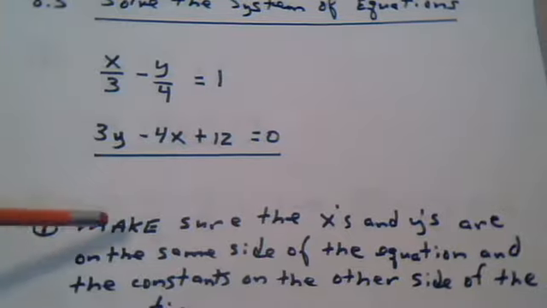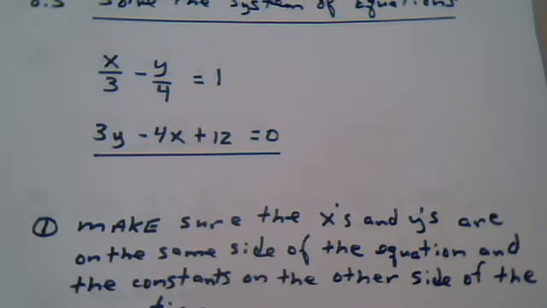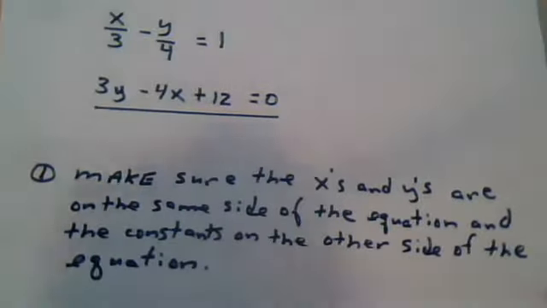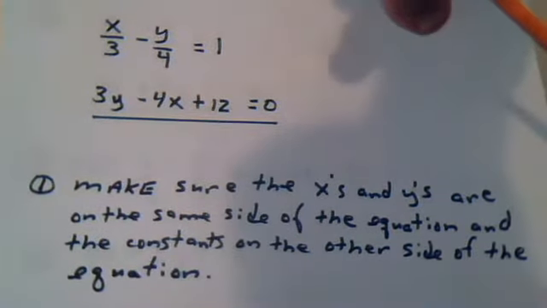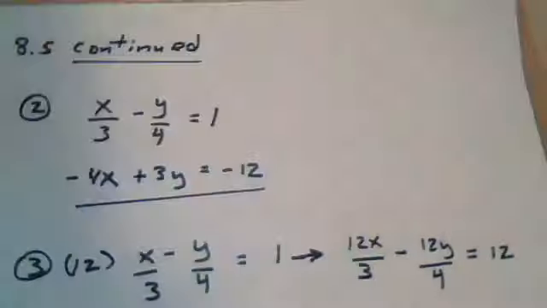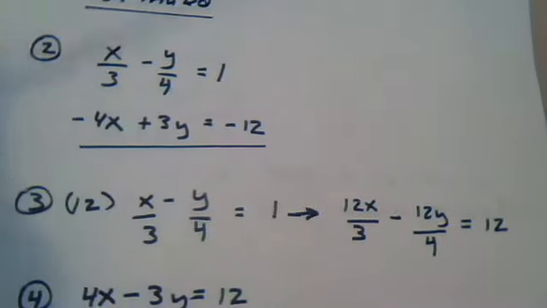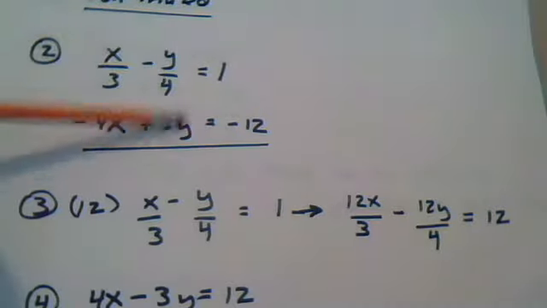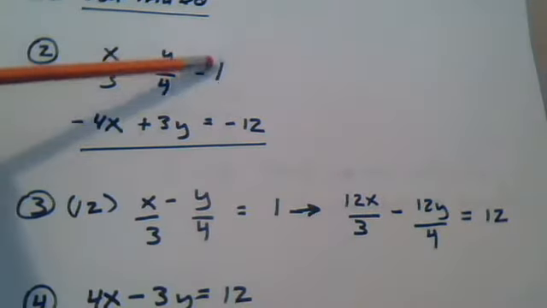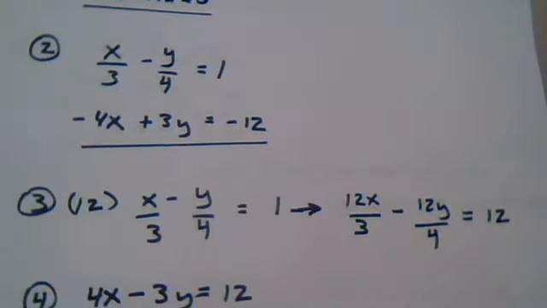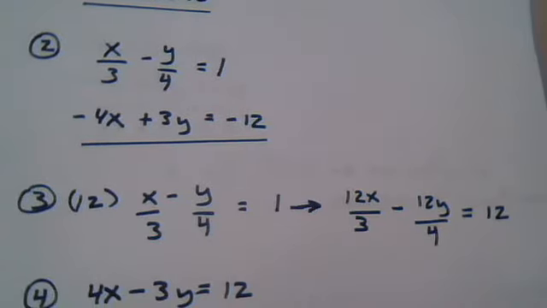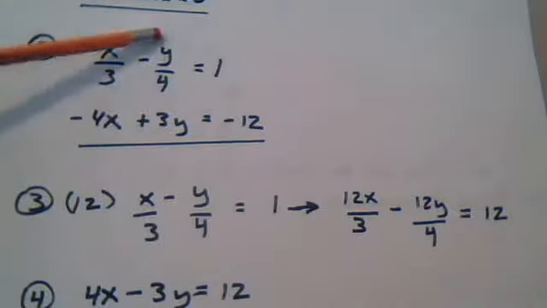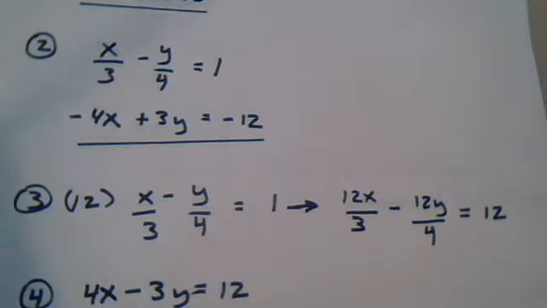So first, make sure that the x's and y's are on the same side of the equation and the constants on the other side of the equation. Notice how we have the x and the y terms on one side of the equation and the constants on the other side. You first make sure that's the case. Notice how the x's are lined up in the same column, the y's are lined up, and the constants are lined up.